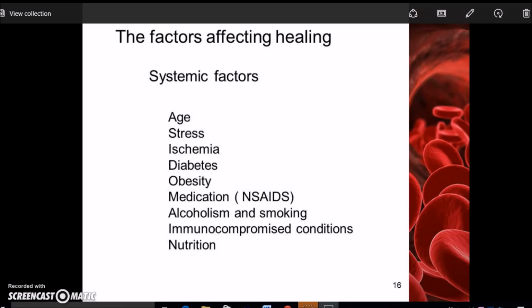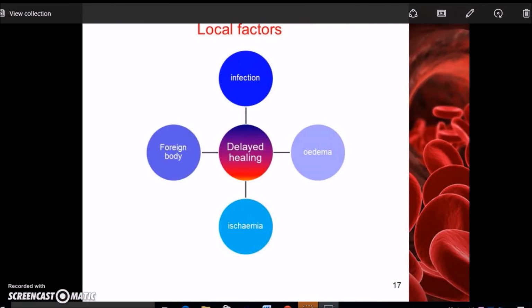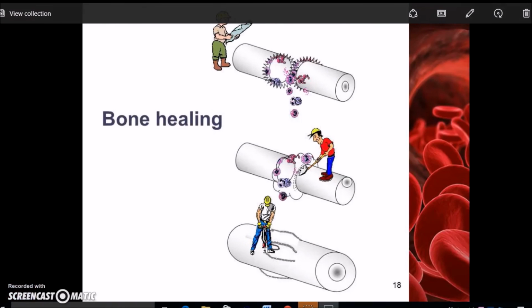The local factors that can affect healing are things such as infection, localized edema, local ischemia, or a foreign body in the area. All of these things will inhibit the ability for a normal healing process.